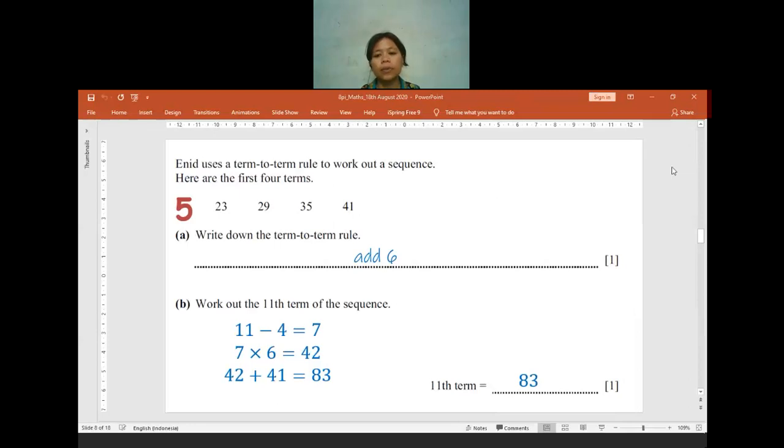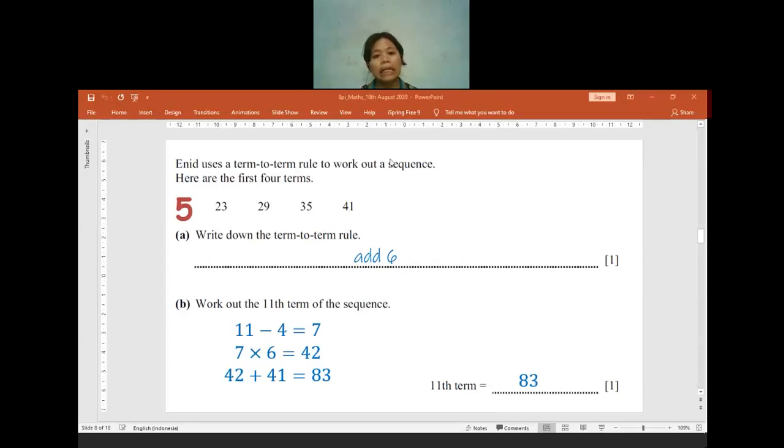There is a person named Enid, and he is going to find the term to term rule of these first 4 terms. From 23 to 29, the difference is 6. From 29 to 35, the difference is 6. So it means we will use add 6 as the term to term rule. And then for question B, work out the 11th term of the sequence.